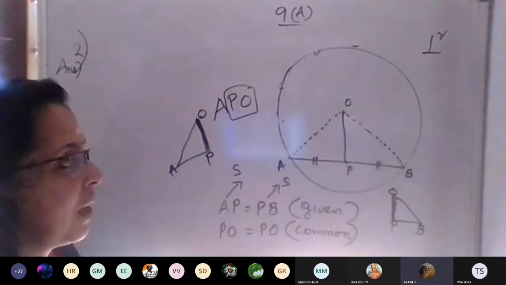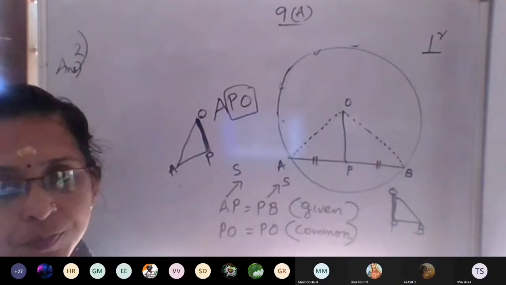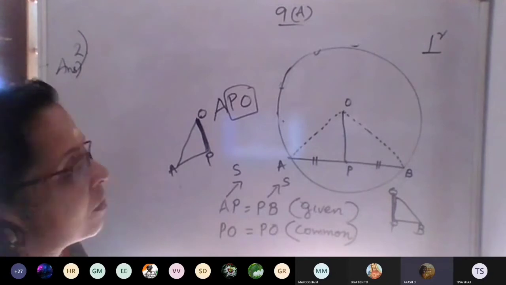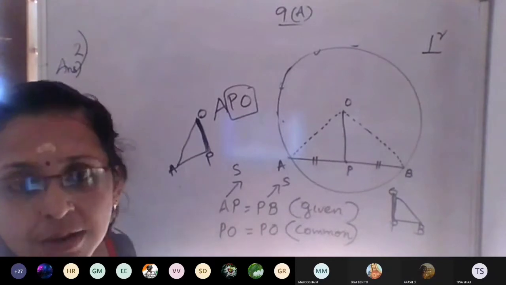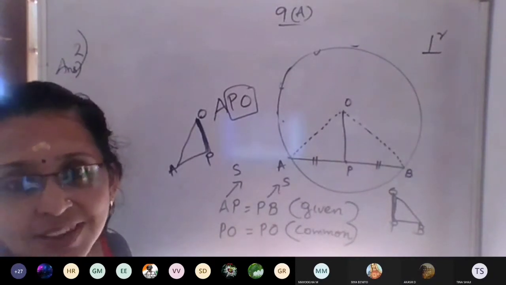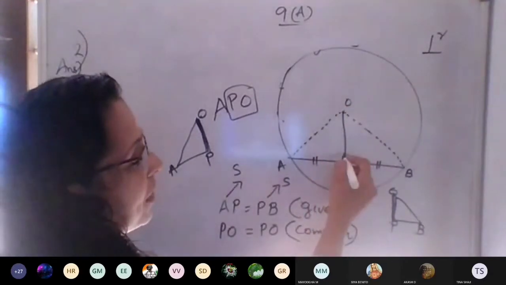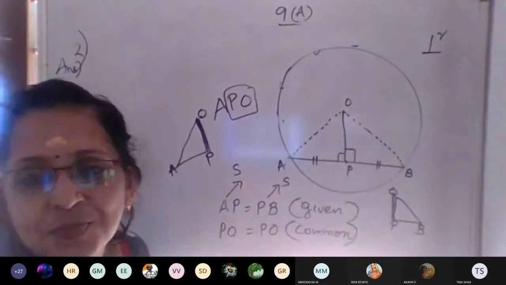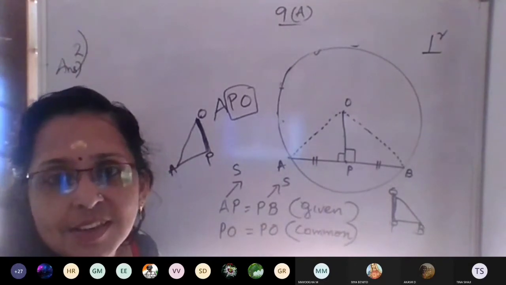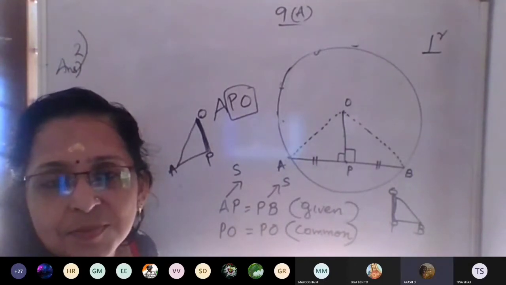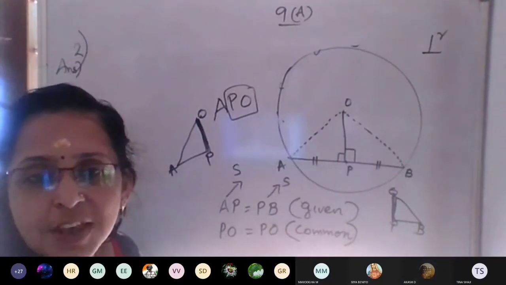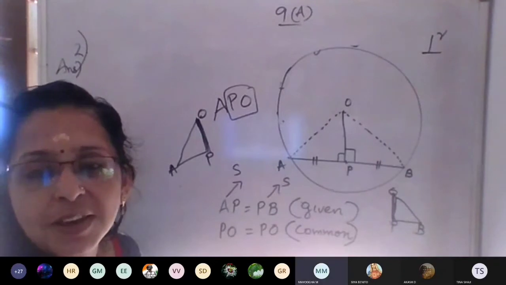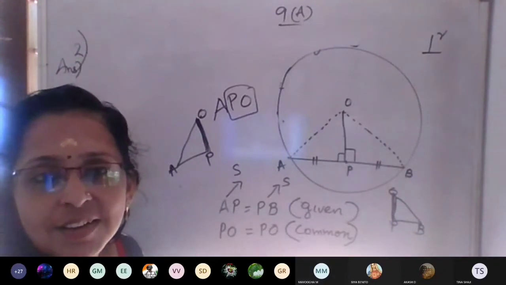Then one more side is there: AO and OB. We think about sides; no need of bothering about the angles. Can we say angle P is equal to 90 degrees? Yes, when we take everything directly from the figure itself, we can say angle P is equal to 90 degrees, so RHS is proved.